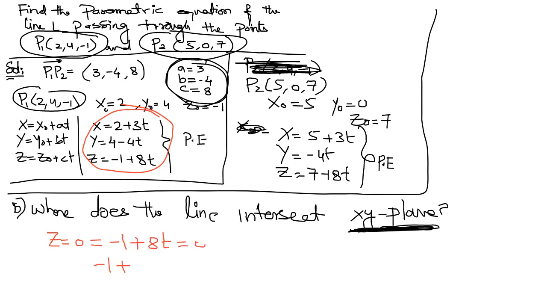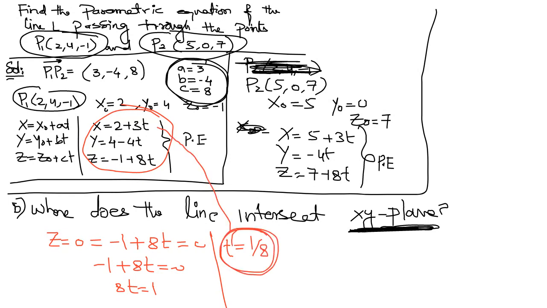So -1 plus 8t is equal to 0, 8t is equal to 1, and t is equal to 1 divided by 8. So put t equal to 1/8 here and here. So you will get x is equal to 2 plus 3 times 1/8. So x is equal to 2 plus 3/8, x is equal to 19/8.